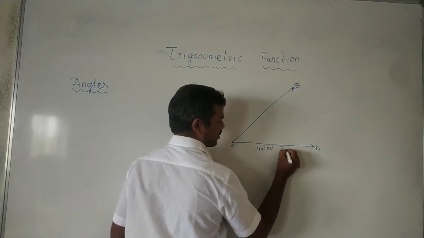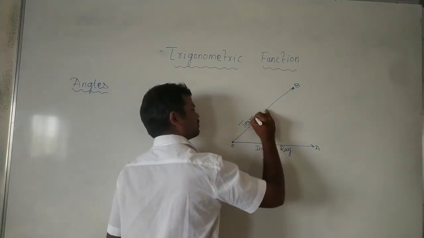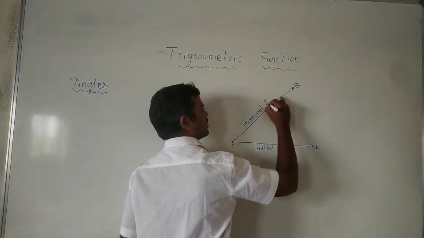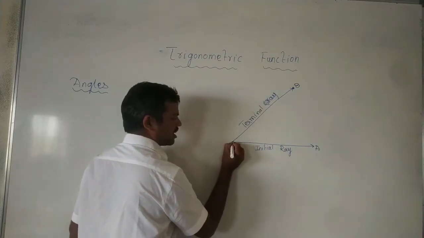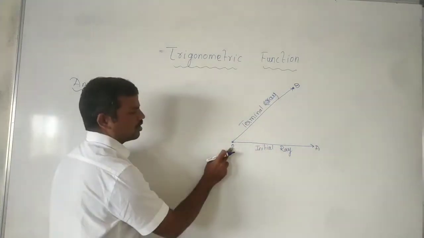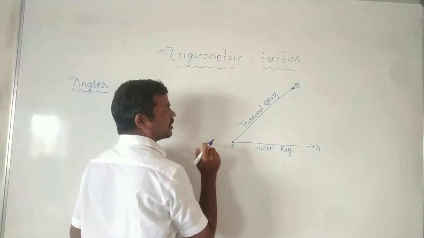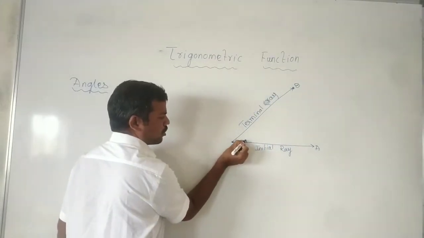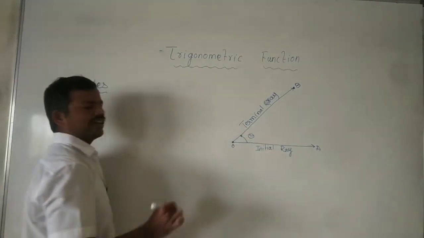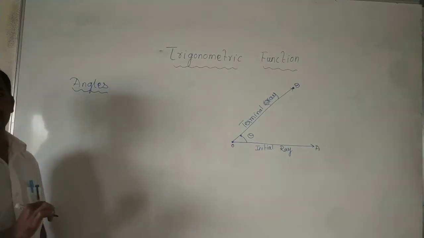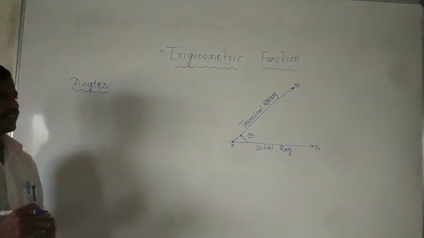Initial ray or initial side, terminal side or terminal ray. And what about this point? It is called the vertex of the angle. OA is called the initial ray and OB is called the terminal ray. How much it is rotated from initial to terminal is the angle, and this angle is indicated by theta.